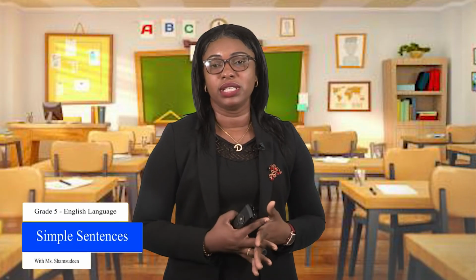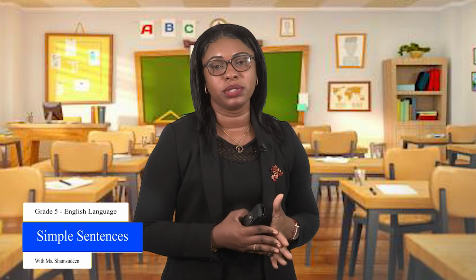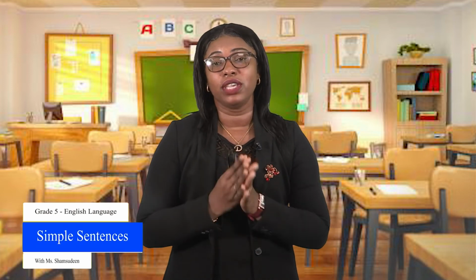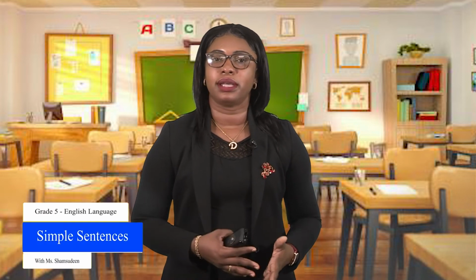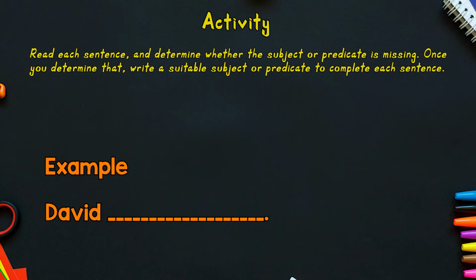Now I want you to read each of these sentences and determine whether the subject or predicate is missing. Once you have determined that, you are to write a suitable subject or predicate to complete each sentence. So what I'm basically doing is giving you an opportunity to make this sentence whatever you want it to be. Meaning that if the subject is missing, you are free to add any name to it. If the predicate is missing, you're free to add any information to it. Just remember that whatever subject or predicate you decide to add, the sentence must make sense.